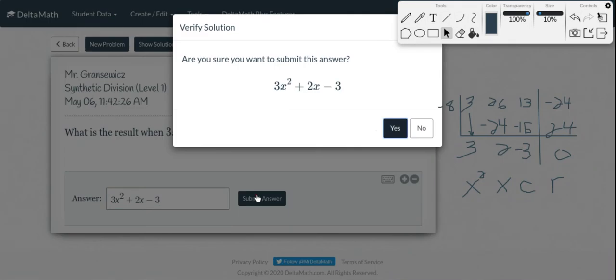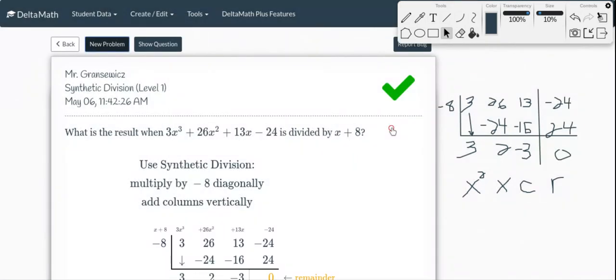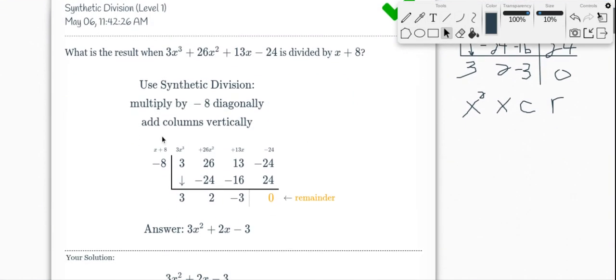I can just click submit. And there we go. We got it right. So again, it doesn't show how to get this out front. You're really setting this equal to 0, or changing the sign.